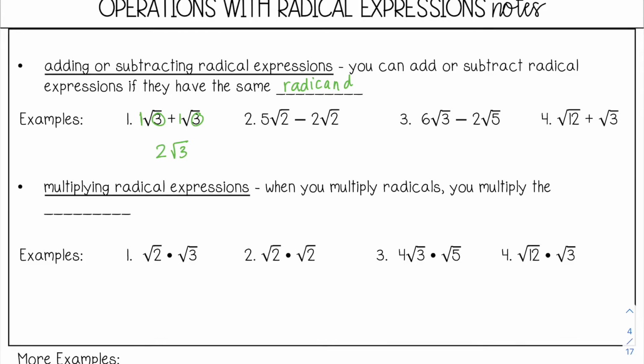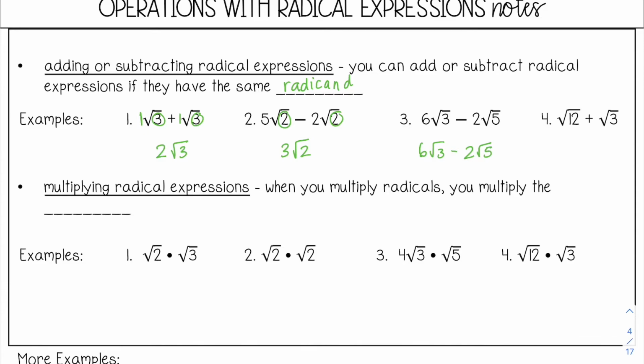Okay, number 2, 5 square roots of 2 minus 2 square roots of 2. Because they have the same radicand, I can subtract those. And I'm going to subtract the number outside the radical symbol. So 5 minus 2 is 3 square roots of 2. All right, number 3, 6 square roots of 3 minus 2 square roots of 5. Those do not have the same radicand, so I cannot subtract those. So the simplest form is that. You can just leave it like that. That's as simple as you can go.